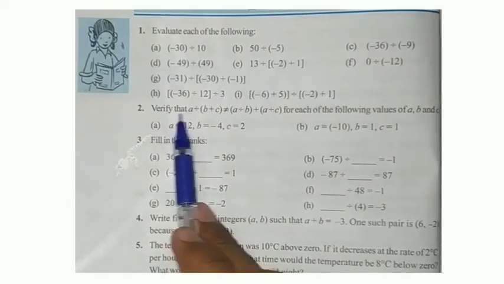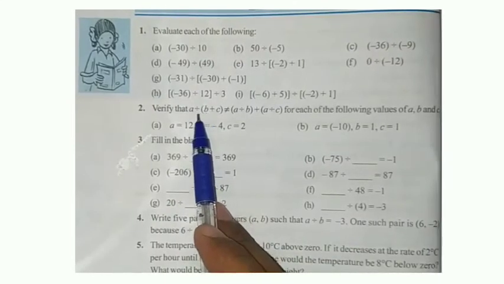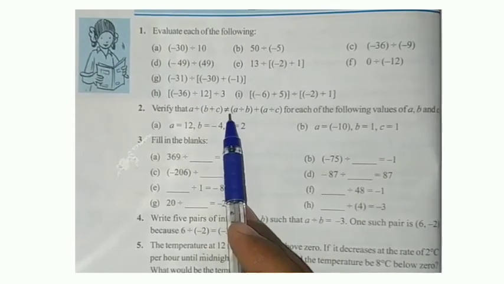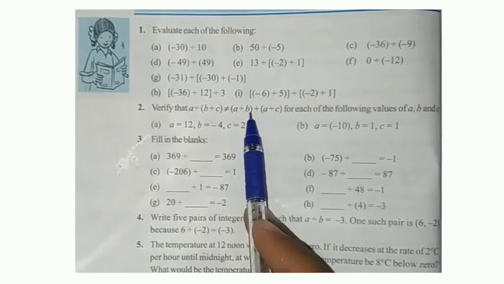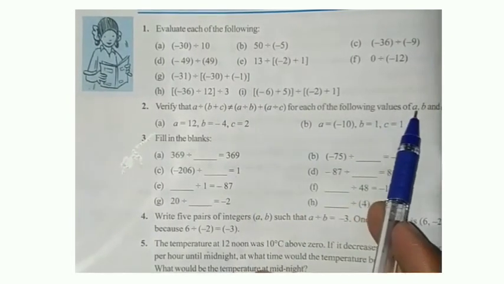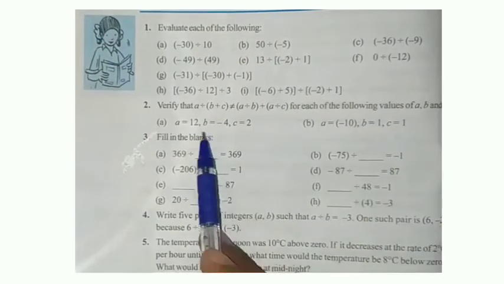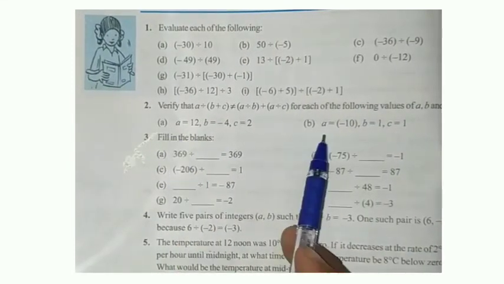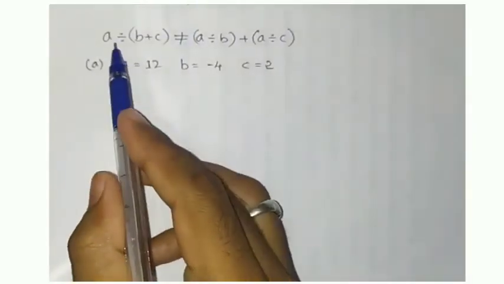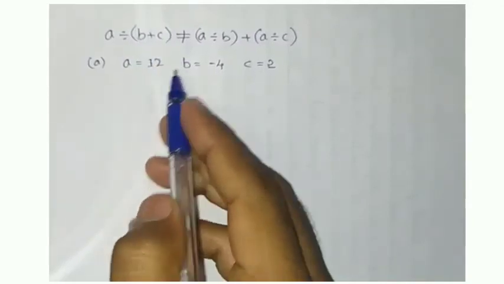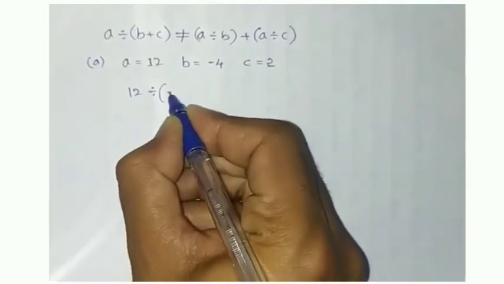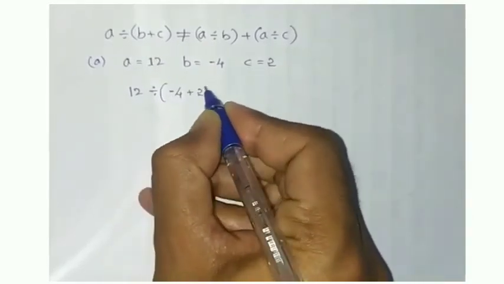Second question: verify that a divided by in bracket b plus c is not equal to a divided by b plus a divided by c for each of the following values of a, b, c they given here. So I will solve the first one and you solve the second one yourself. Here they given a divided by b plus c. So write them. A is 12 divided by, what is b? B is minus 4 plus 2.